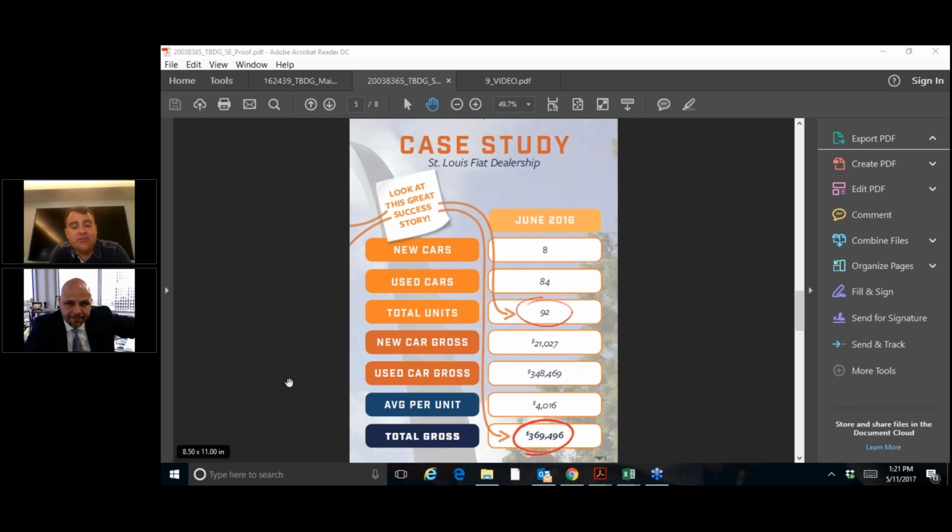Yep. Well, and looking at the new car numbers there, you did 8 new cars and had $21,000 gross. I mean, you got every dollar that's available in a Fiat deal. That's still a good number.